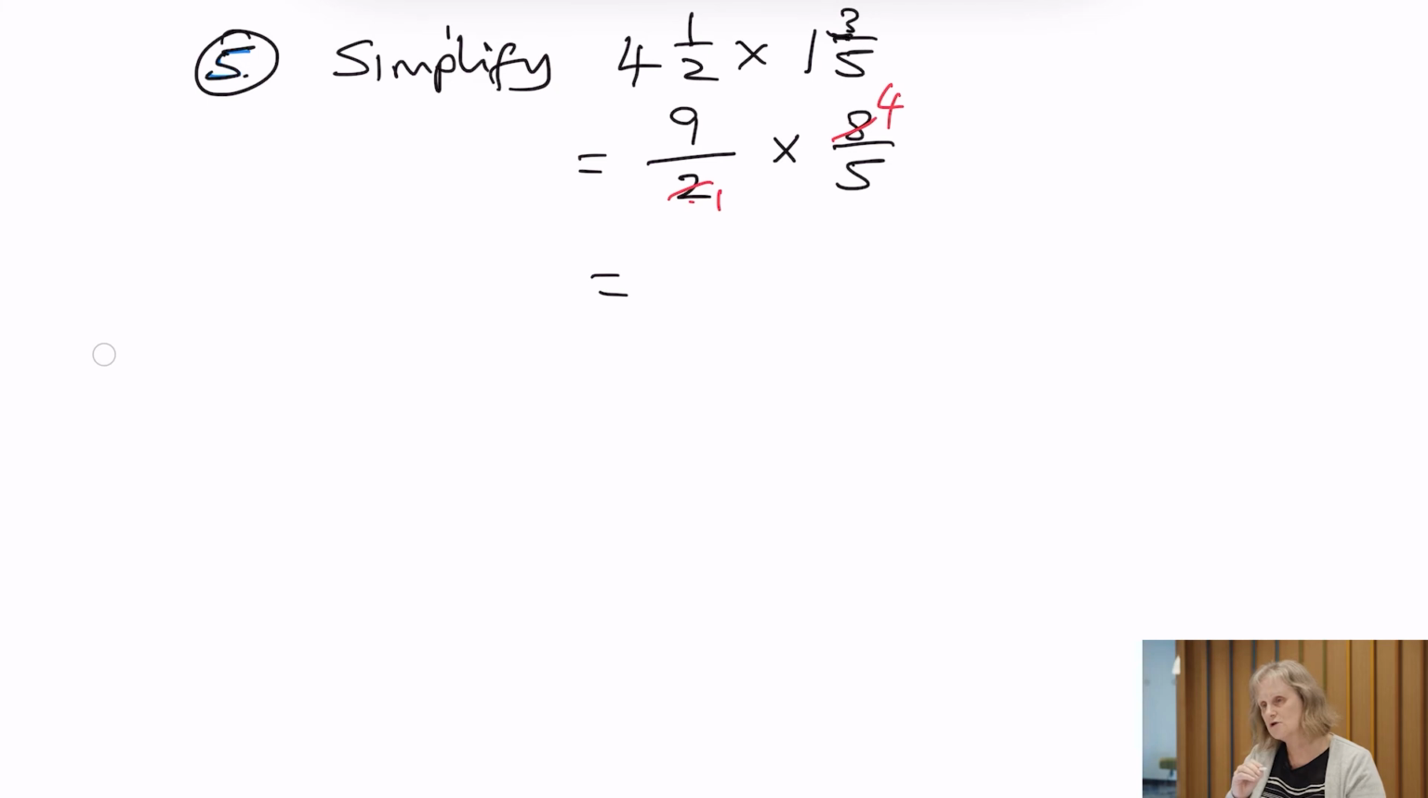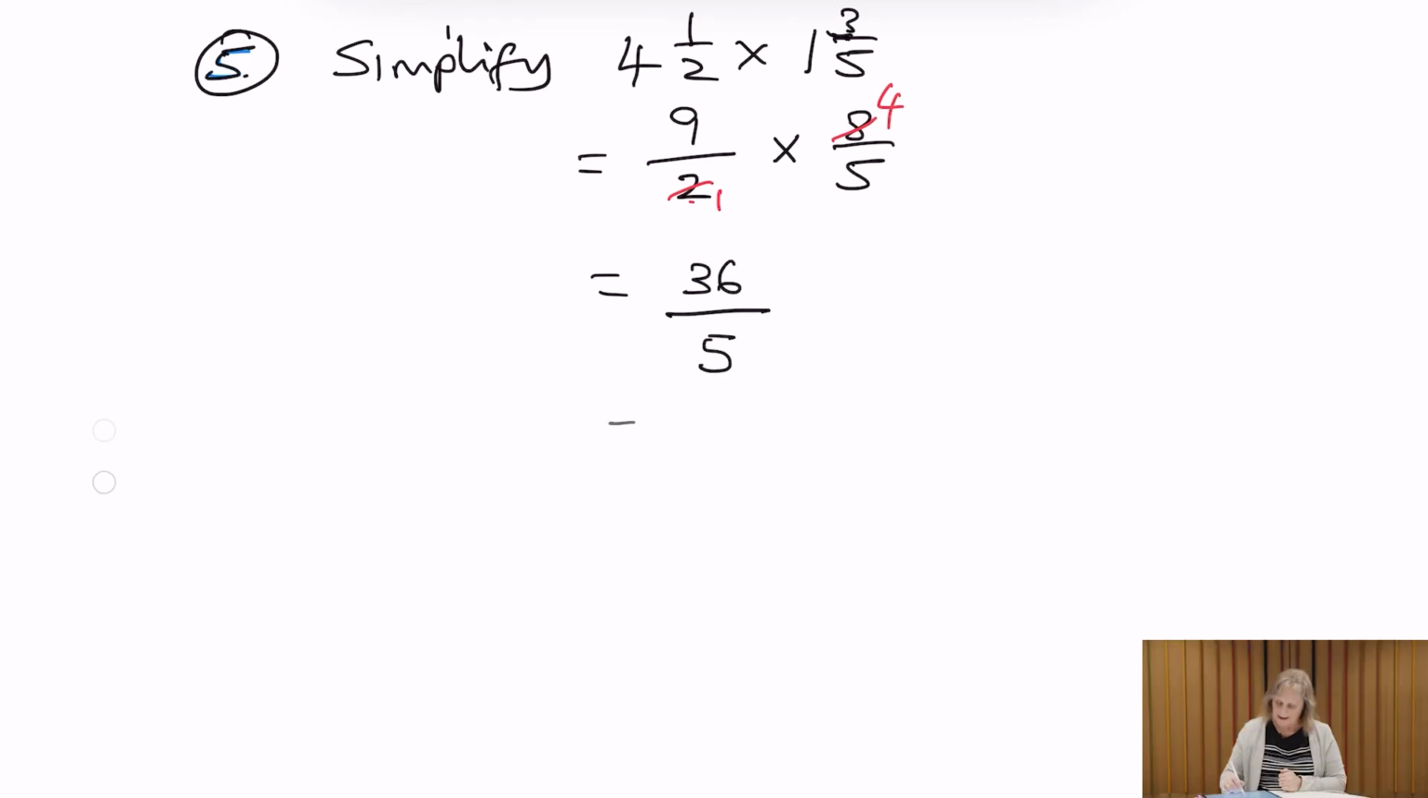We're just going to multiply across the two numerators. So 9 times 4, 9, 18, 27, 36, over 1 times 5, and that gives us 5 here. Again, we could leave it as an improper fraction, but ideally, because the question had mixed numbers, it's better if we rewrite it as a mixed number, unless we were told otherwise.